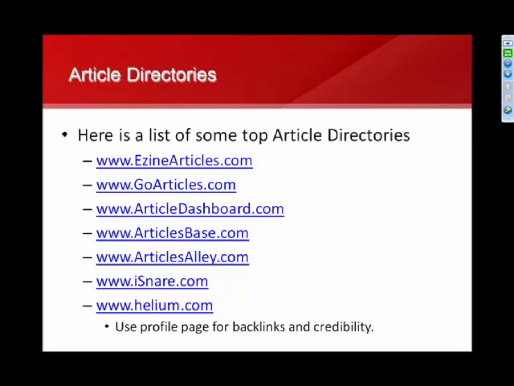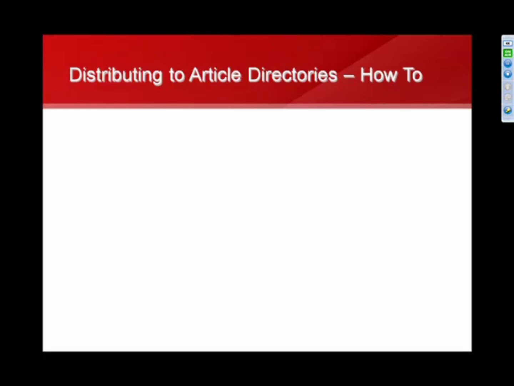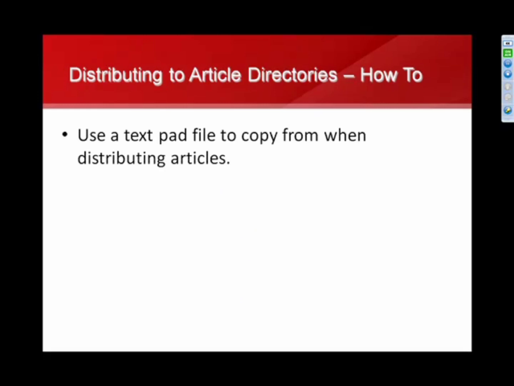I definitely recommend the other 6 for sure. Great article directories. If you don't want to pay anything, and you just want to write one article, don't want to write 2, don't use Helium then. Use the other 5 that I talk about here, and do a Google search for article directories again to find some more. Here's a brief little how-to of distributing to article directories.